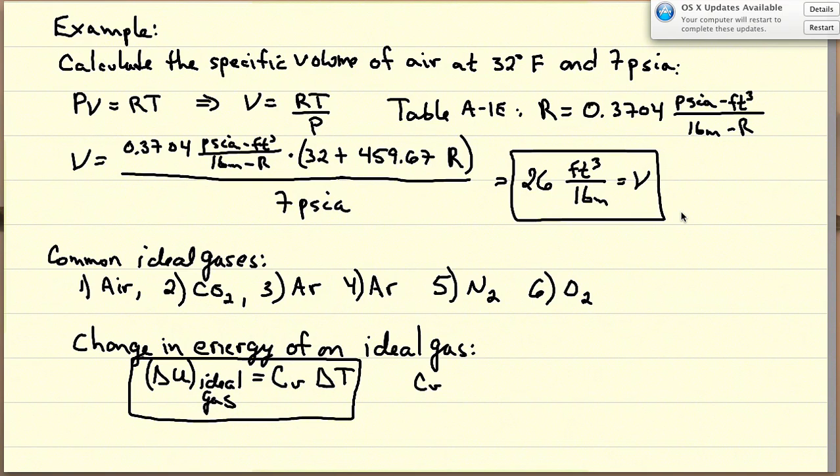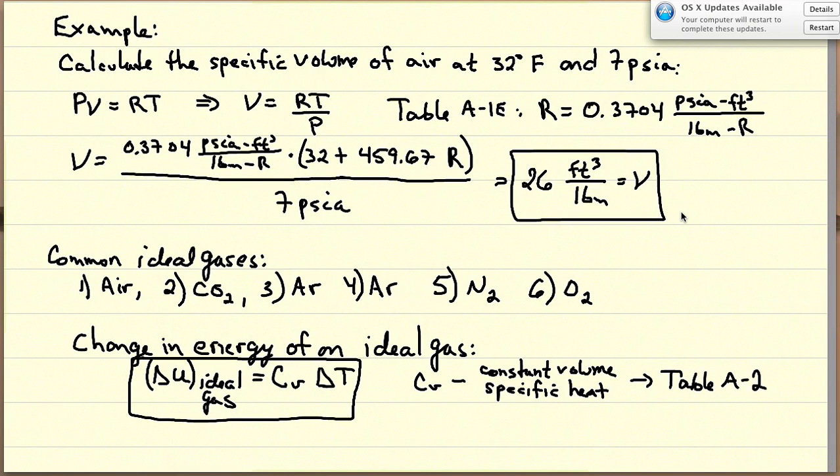Just so that we're clear on all of this information, Cv is what we call the constant volume specific heat. And you can find the constant volume specific heats in table A2, I believe. Just a moment, let me look this up. Yes, table A2 is where the various specific heat values are listed for different substances. So this is table A2, and table A2E.